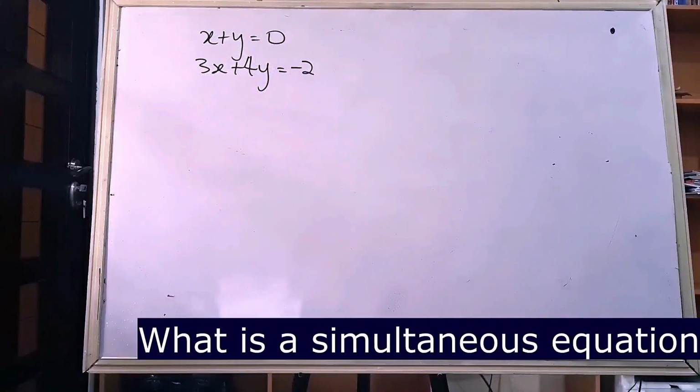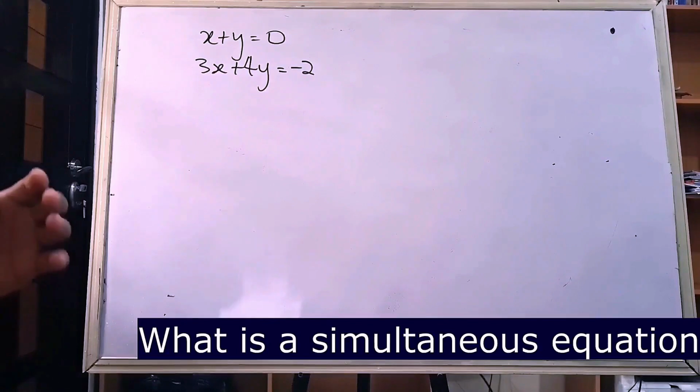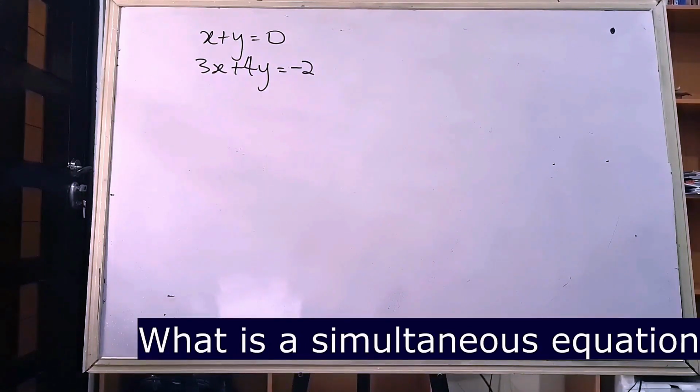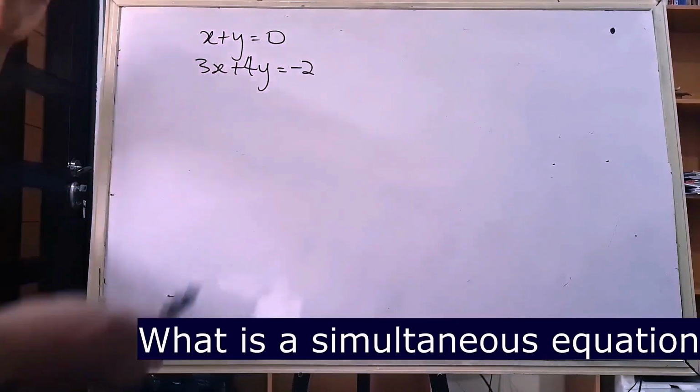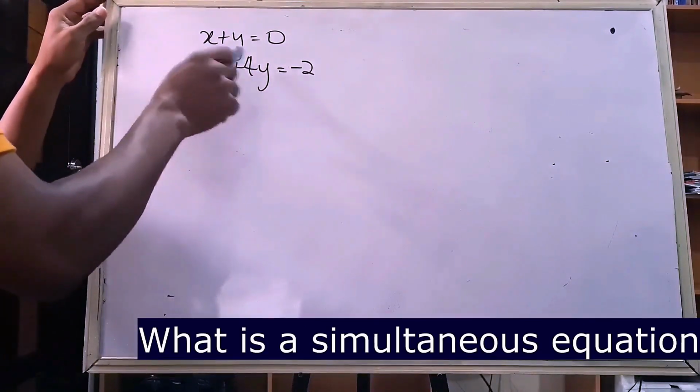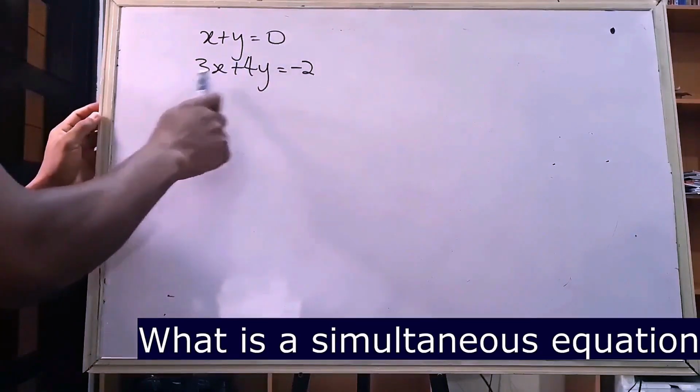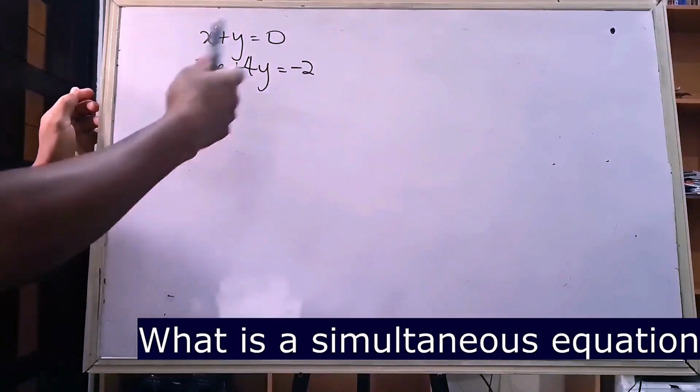The simultaneous equation is a collection of equations that have more than one variable and we believe are pointing to the same problem or describing the same thing. So we're looking for a value of x and y such that if we substitute it into equation 1, you get 0. Substitute it into equation 2, you get minus 2.